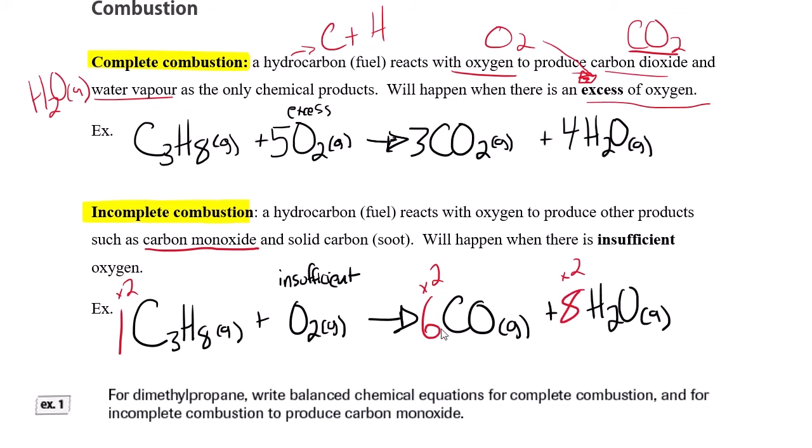And now instead of 7 oxygens, I'm going to have 14. Got 8 plus another 6, and that is divisible by 2. So that gives us a 7 here. And remember that balancing trick. Anytime you have an odd number of oxygens on one side, if you double, that will allow you to place a whole number coefficient.